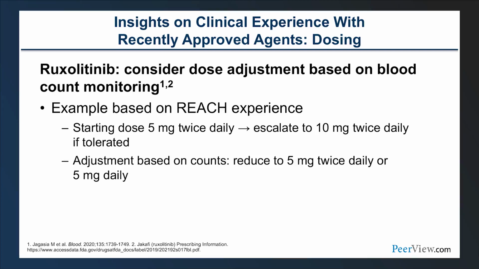We have pretty good experience now clinically using ruxolitinib based upon these studies and have guidance on dosing. So the starting dose is typically 5 milligrams twice daily. If the blood counts tolerate that dose, we often will escalate then to 10 milligrams twice daily and adjust based on counts, reducing again to 5 milligrams twice daily, or even 5 milligrams once a day if needed based upon cytopenias.